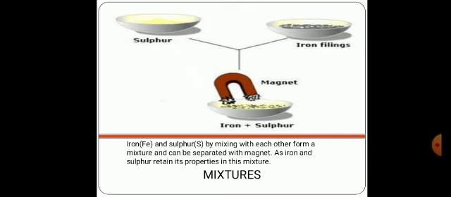When a magnet is brought near, the magnet attracts the iron filings from the mixture, and then we obtain the iron, while sulfur retains its properties in the mixture. So it is a physical method. In this physical method we can separate the sulfur and the iron filings.